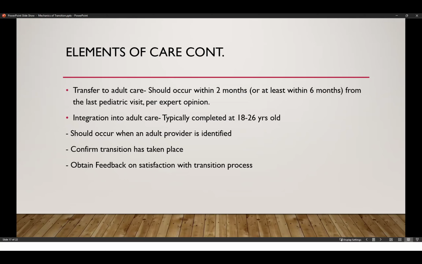And then it should occur when the patient has an adult provider. As I mentioned previously, once you think that the patient is at this age, you just don't push them into the wild. They should have an identified adult provider to continue care. And then once that is done, you confirm whether transition has actually taken place, as the patient had their first visit. What impeded the progress? Why couldn't they do it? And then you obtain feedback once the patient actually successfully transitions, so that you'll be able to use that to guide your next step. Next slide, please.